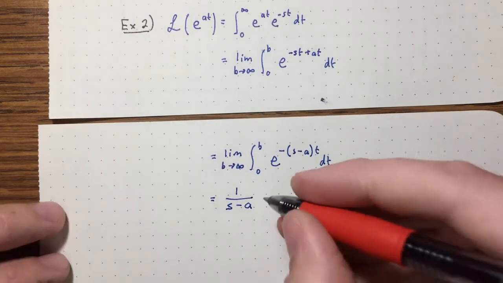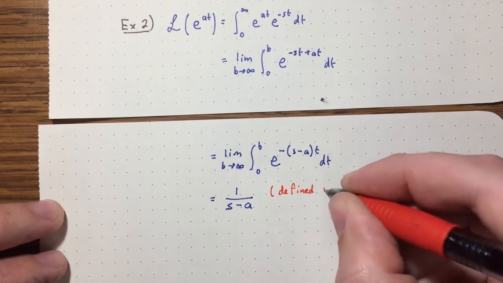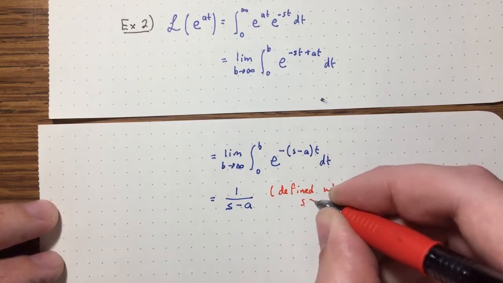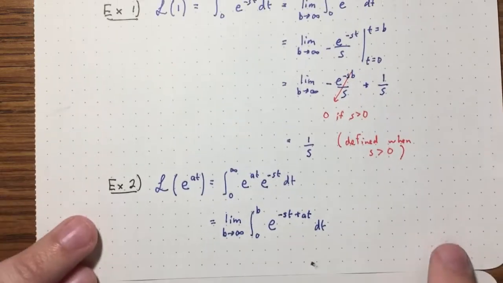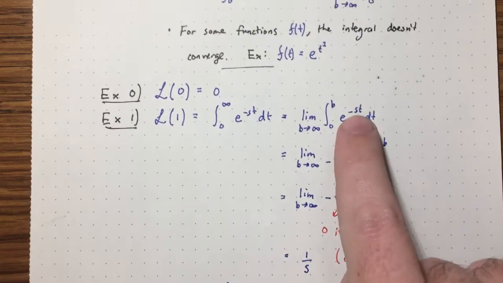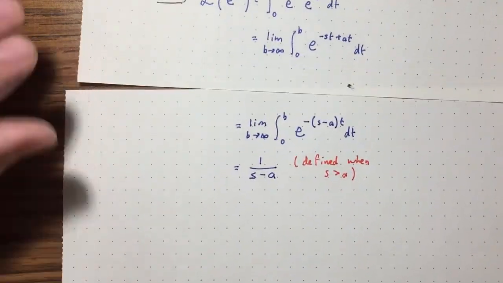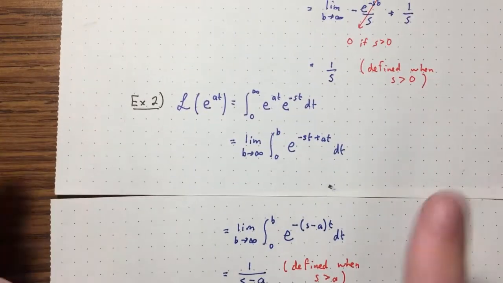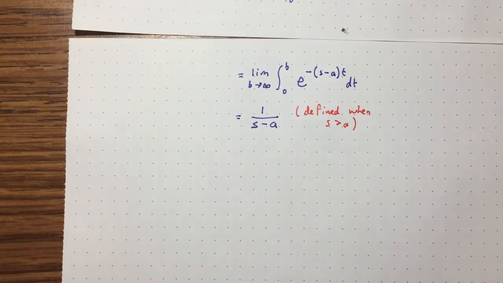And this is defined when s minus a is greater than 0. Or in other words, when s is greater than a. Because this one was defined when this number here was greater than 0. Okay. So the Laplace transform of e to the at ends up just being 1 over s minus a.